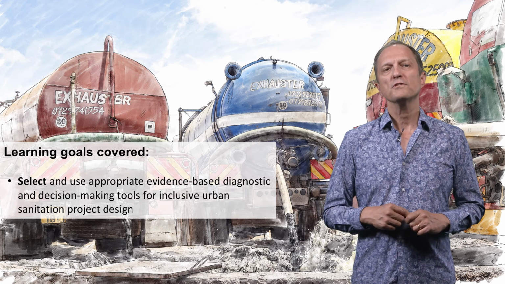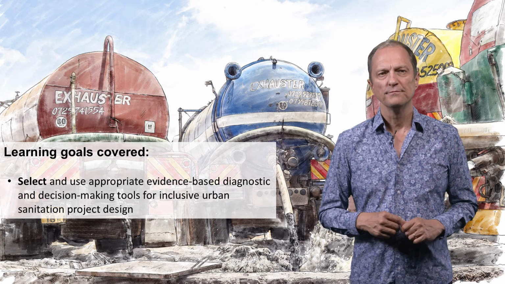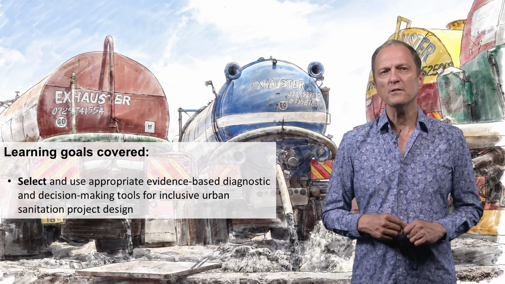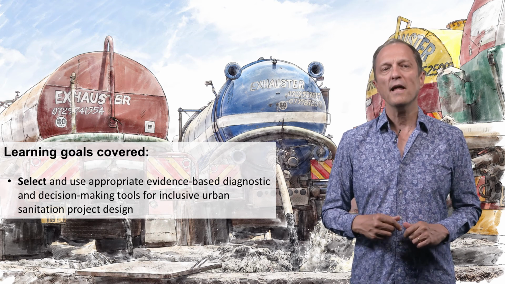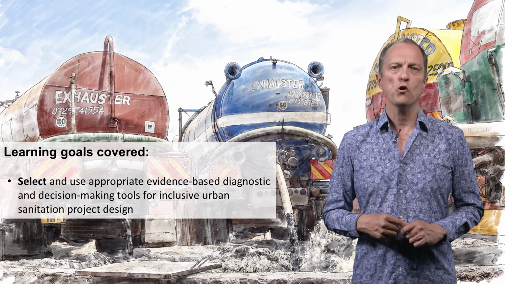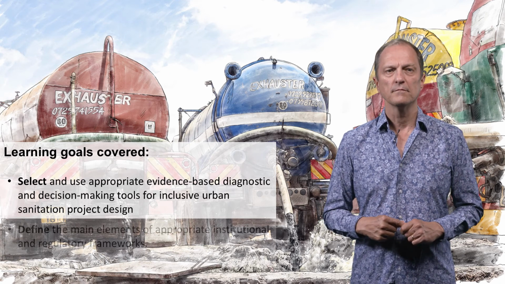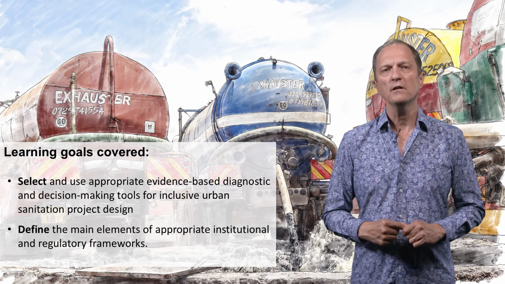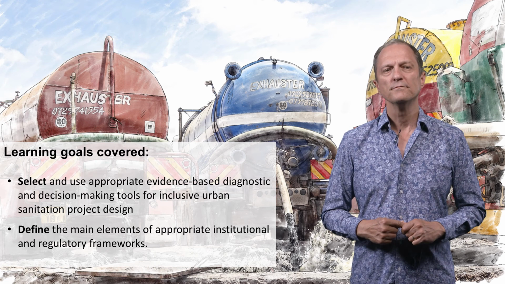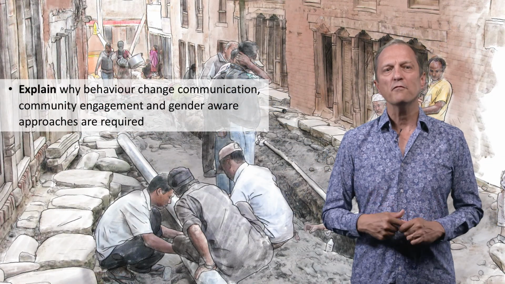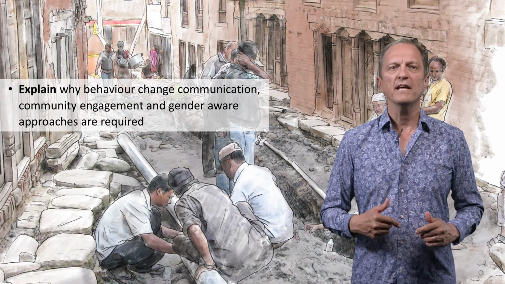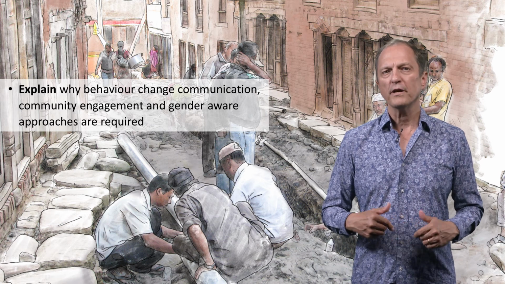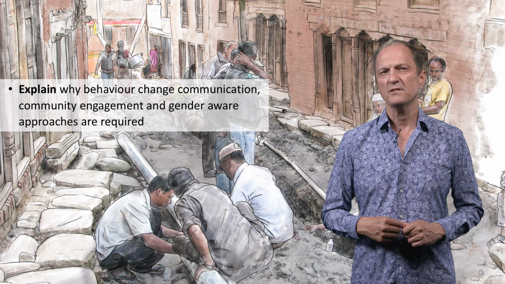During this online course, we've covered these learning goals: how to select and use appropriate evidence-based diagnostic, decision-making, and planning tools for inclusive urban sanitation project design, defining the main elements of appropriate institutional and regulatory frameworks, explaining why behavior change communication, community engagement, and gender-aware approaches are required for effective, sustainable sanitation services.